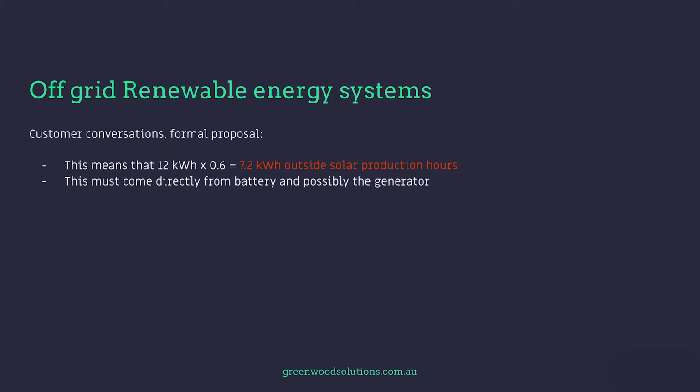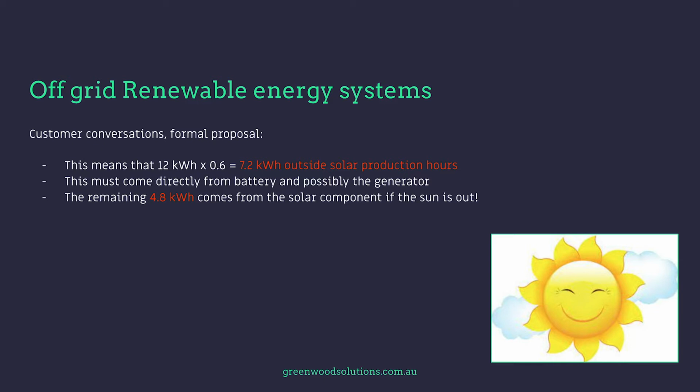So this energy must come directly from the battery, and possibly the generator will contribute as well. The remaining 4.8 kilowatt hours comes from the solar component, but that's if the sun's out. What about 4, 5, 6, even 7 days of cloudy weather where the amount of solar contribution is significantly less? What happens then? Well, one or two things.